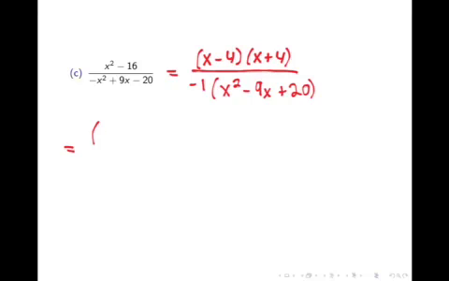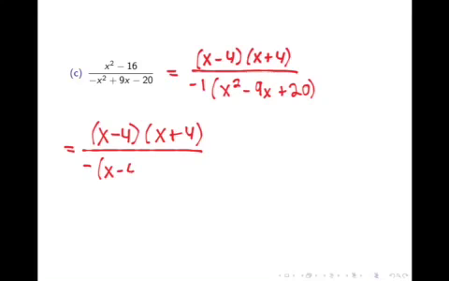Okay, so in the top we have x minus 4, x plus 4. And then in the bottom we can use the shortcut method. We just need two numbers that multiply to 20, add to negative 9, and those would be negative 4 and negative 5. So our factors are x minus 4, x minus 5. Now we look for factors that cancel, and I can cancel this x minus 4.